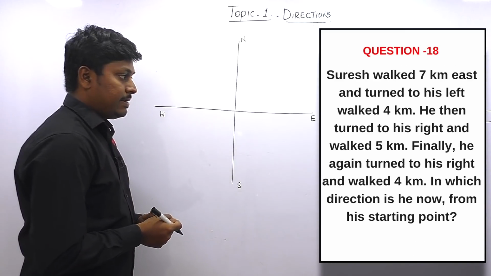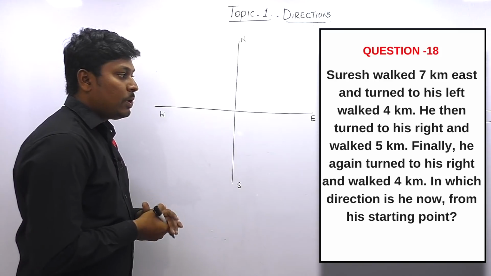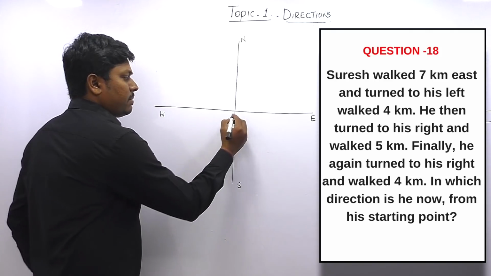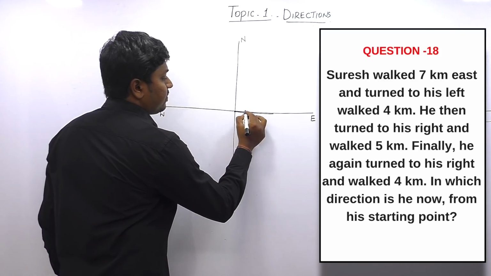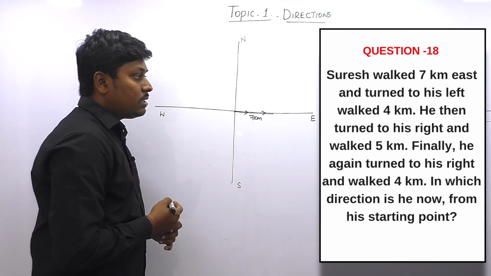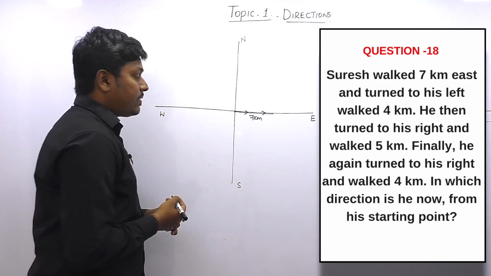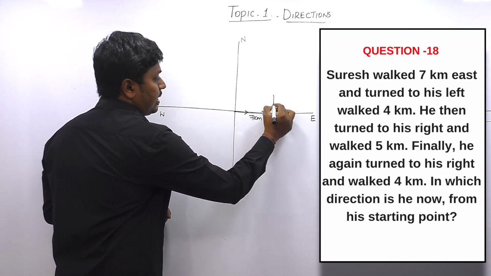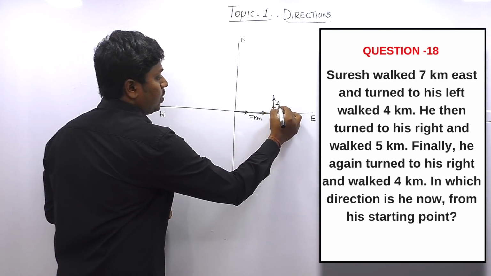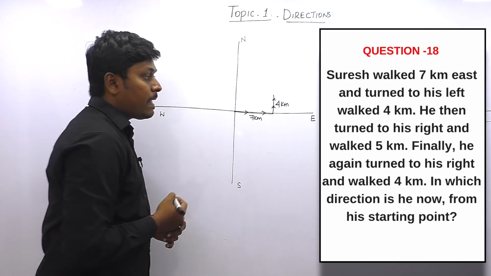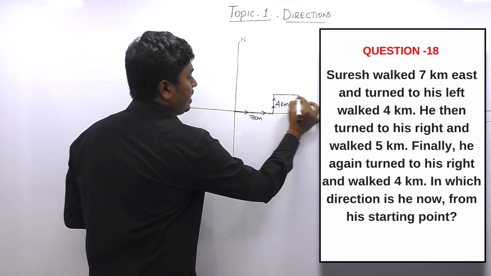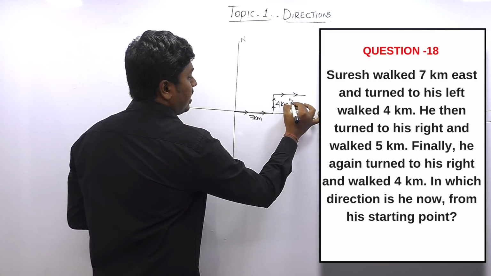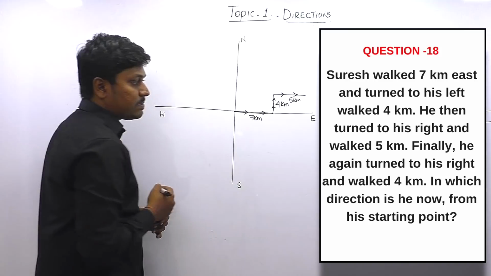Question number 18. Suresh walked 7 kilometer east. So from this point where Suresh is walking 7 kilometer towards the direction of east, and turns to his left and walks 4 kilometers. So he is taking a left turn and he is walking 4 kilometers. He then turned to his right and walked 5 kilometers. So from this point he is again taking a right turn and he is walking 5 kilometers.